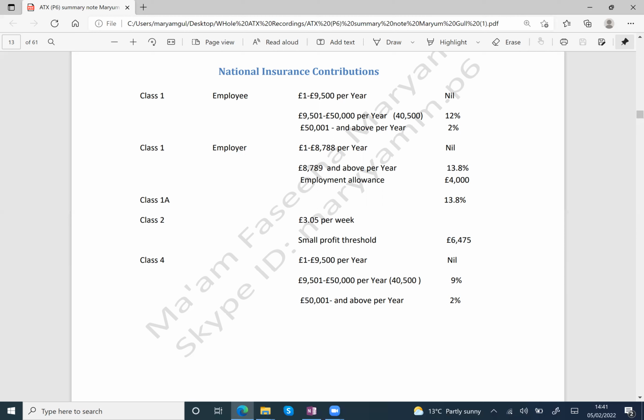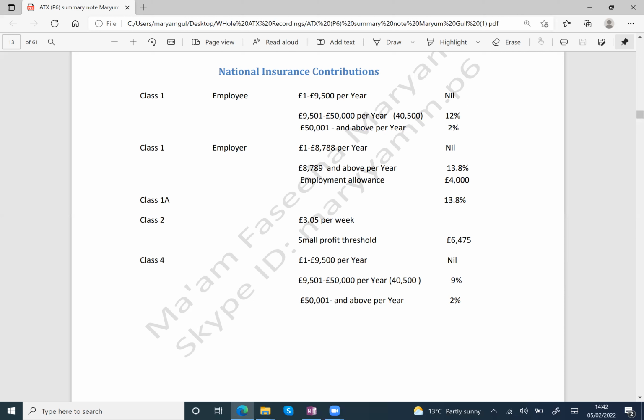Next, class 1 employer. If your employer is paying you salary, bonus, excess mileage allowance from 1 pound to 8788 pounds, the rate is 0%. From 8789 to above, infinite, the rate is 13.8%. And here you can see the employer will get an employment allowance of 4,000 pounds. It's a relief for the employer on class 1 NIC. Always the employer will get 4,000 employment allowance on class 1 employer NIC.